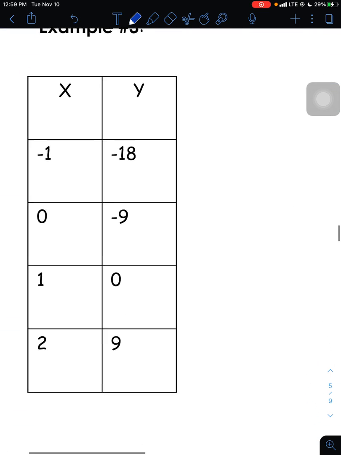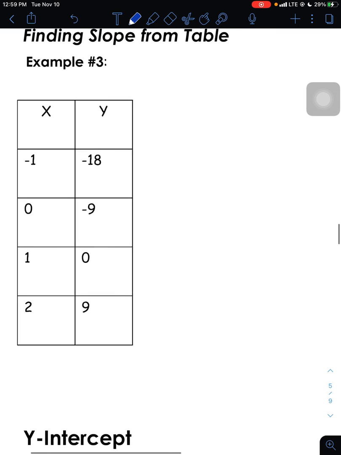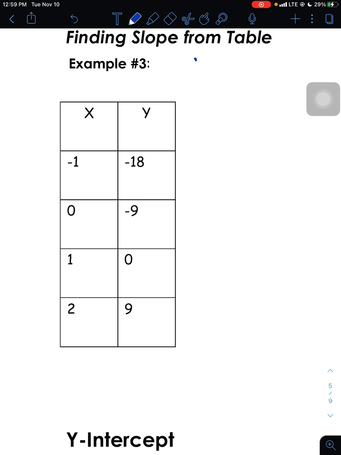Let's see what the next question is. Okay, so they want us to find the slope from the table. So what we just did was we said Y2 minus Y1 over X2 minus X1 would give us our slope. That's what we said. And they gave us the points side by side.